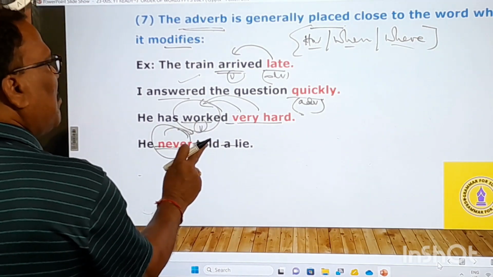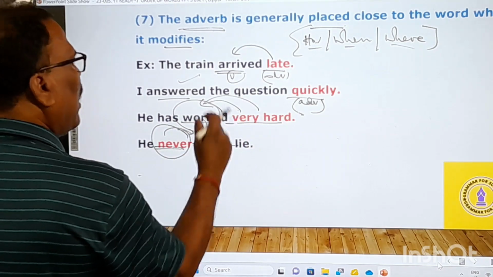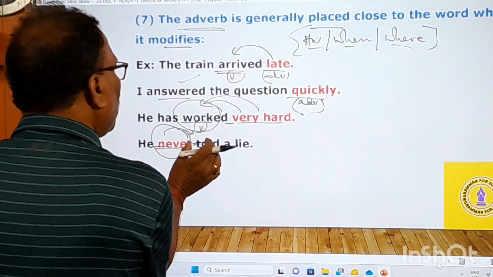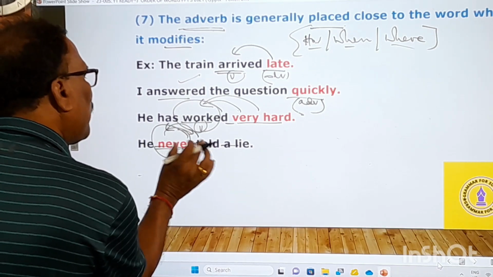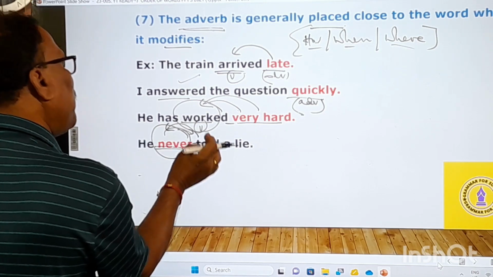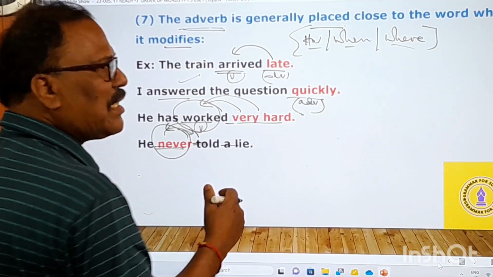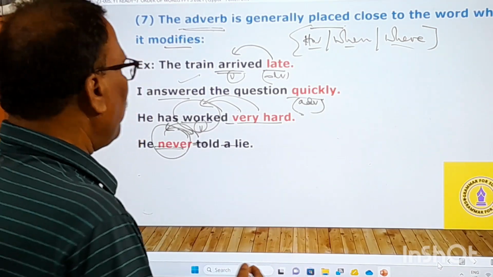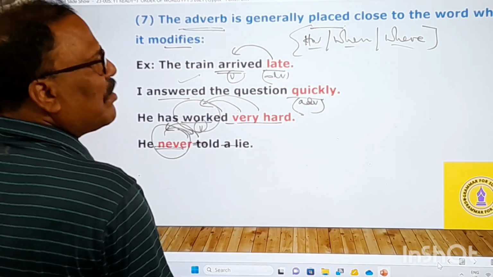This sentence is in the simple past. Never he told a lie? No. He never told. So this sentence is in the simple past, so it is placed immediately before the verb. In the simple present tense also, certain adverbs should be placed immediately before the verb. In the sentences with helping verbs also, never should be placed immediately after the helping verb.